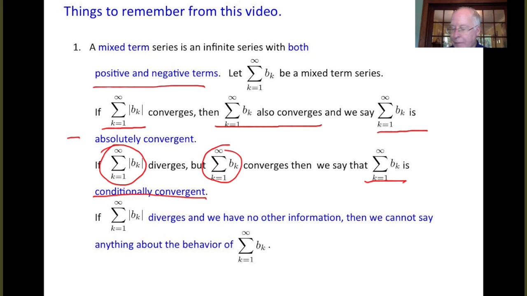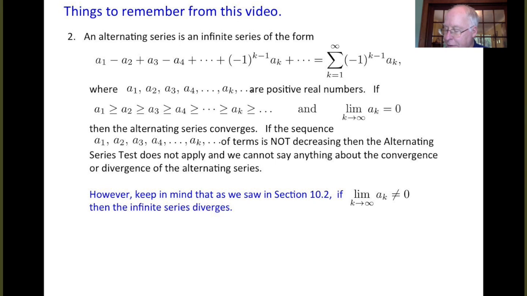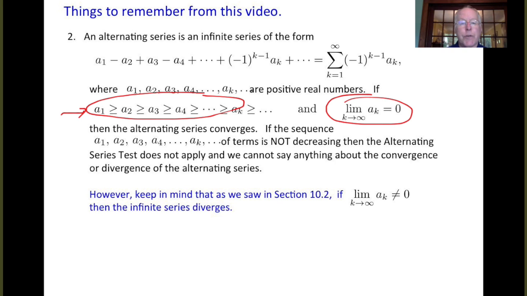And finally, if the summation of the absolute values of b_k diverges and we have no other information, then we can't say anything about the behavior of the summation of b_k without doing some more work. For us, that other work will often be the alternating series test. Remember, an alternating series has a very special form. The terms alternate in sign: a1 minus a2 plus a3 minus a4, where these a_k's are all non-negative. If those a_k's are also decreasing and the limit of the a_k's goes to 0, then the alternating series converges.